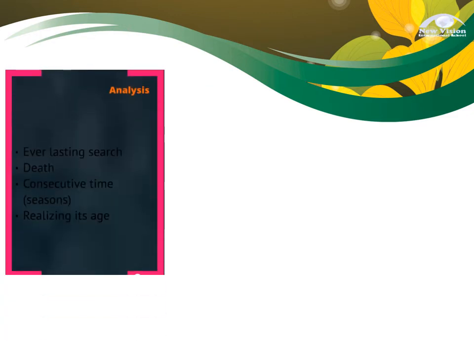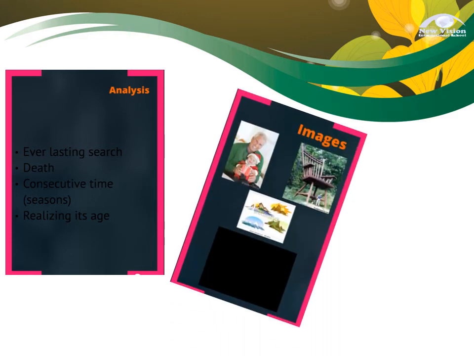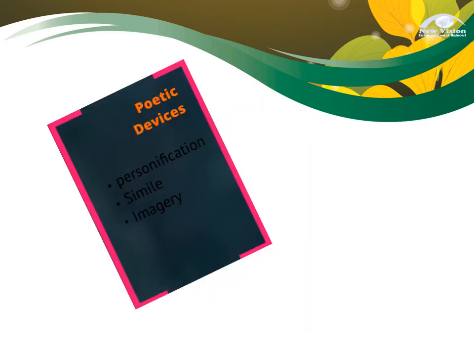In this poem, it talks about everlasting search, death, consecutive time, which means the seasons, and realizing its age. Now, these are the four different images you can see in the poem. Okay, here is the grandfather and the granddaughter. Here is the mountain and the death. There are three poetic devices used in the poem: personification, simile, and imagery.